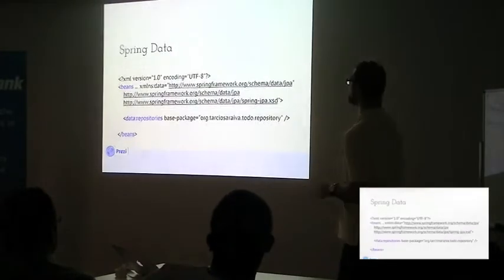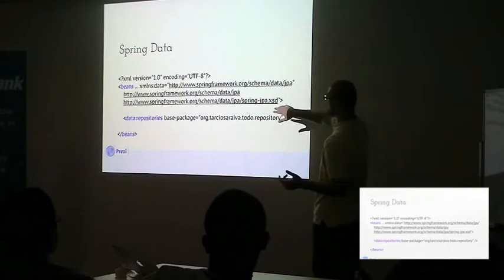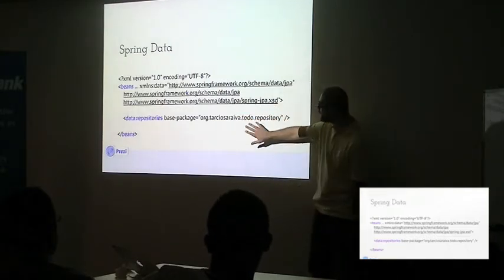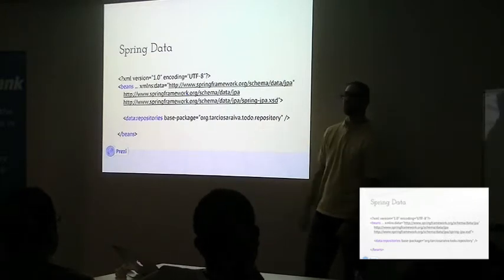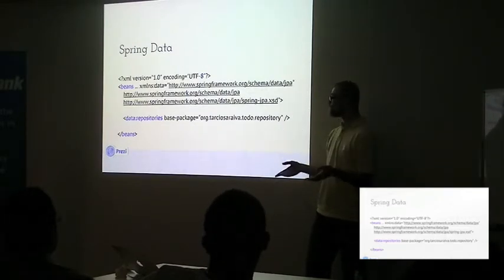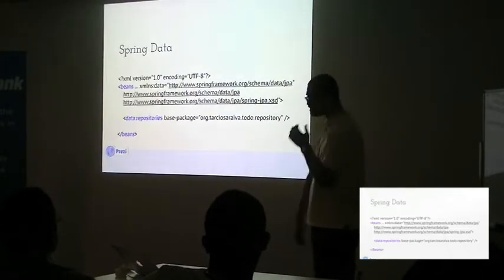You need a configuration. And that's where it is coming from. For Spring Data repositories, you actually have to use this namespace, Spring JPA, data JPA, and that will pretty much scan the package that you specify for your repositories. And that's pretty much it. So that will wire up everything and magically, automatically provide you a data access layer.